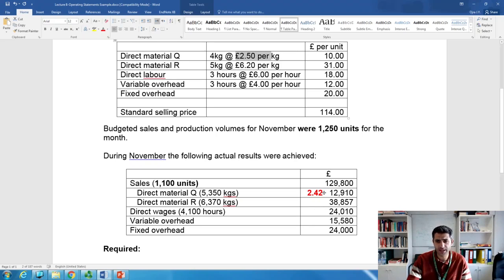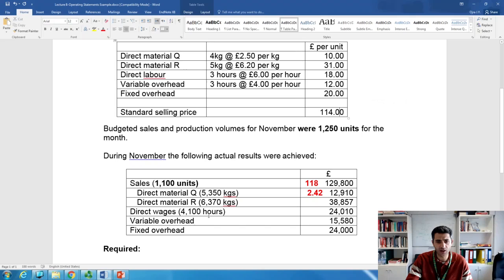In terms of sales per unit, 129,800 divided by 1,100 units is 118 pound exactly. So this is the actual selling price per unit. Compare with 114.